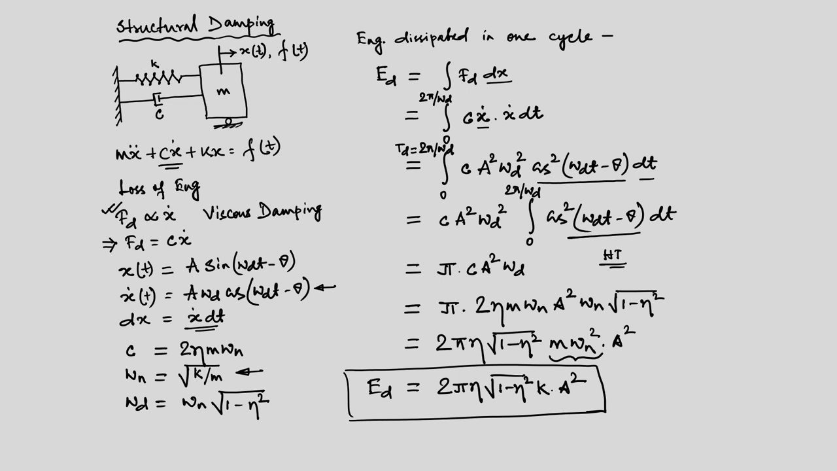That means our damping force is proportional to the velocity. So, that is the expression for energy dissipated in one cycle. The point to be noted here is E D is proportional to a square. So the energy dissipated in one cycle is actually proportional to the amplitude square. That is what the model says in case of viscous damping. Okay, so let us continue.